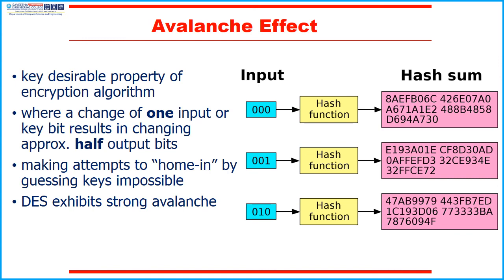DES exhibits a strong avalanche effect. In the picture, we can see that the input is changed by 1 bit, whereas the hash sum, which is the output, is changed completely.